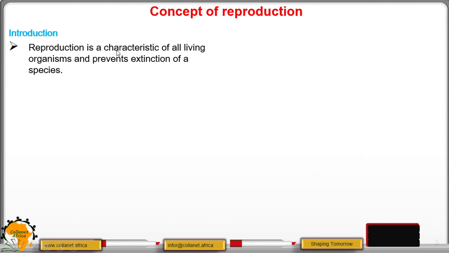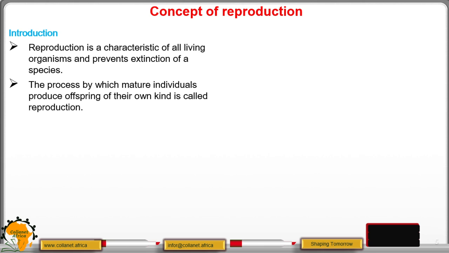Reproduction is a characteristic of all living organisms, and it is important since it prevents extinction of a species. Extinction means that the species do not actually come to an end, so there is more variety of that particular type of organism. And we define reproduction as the process by which mature individuals produce offspring of their own kind.